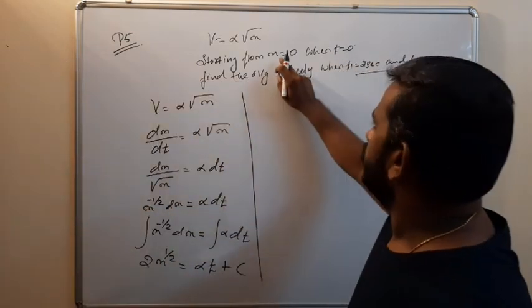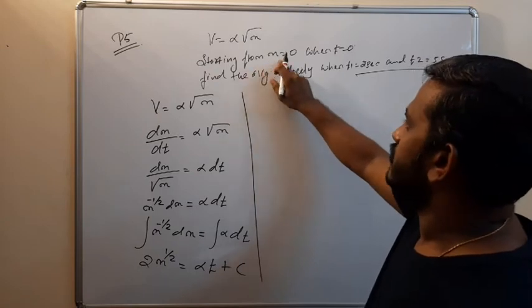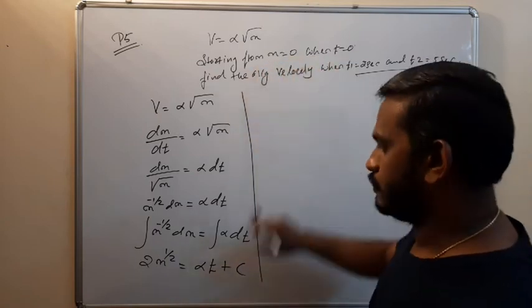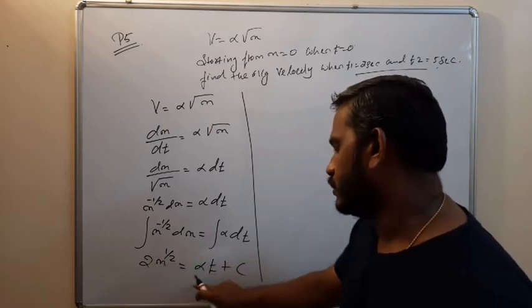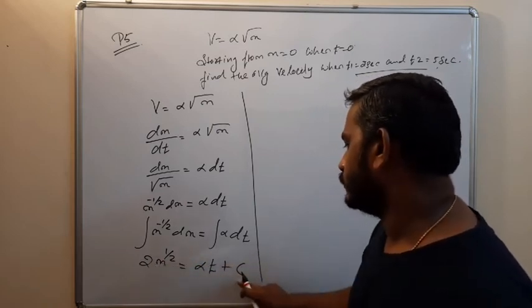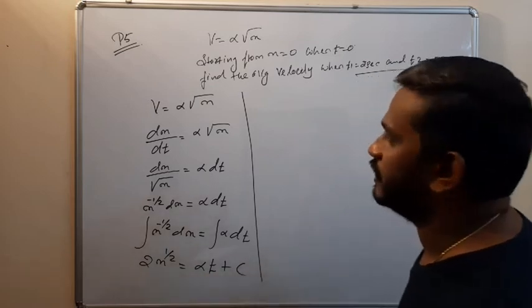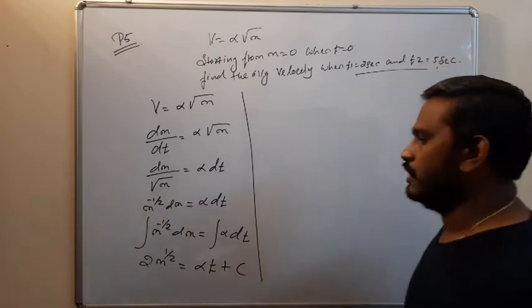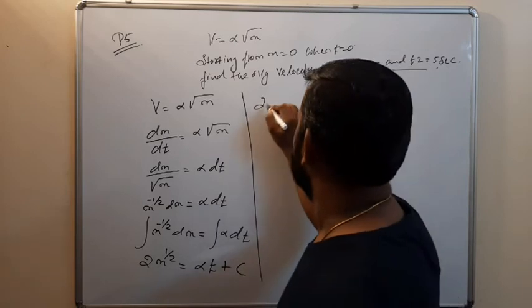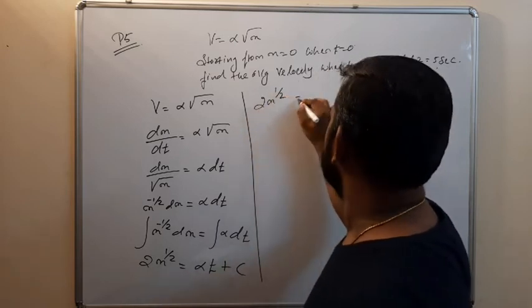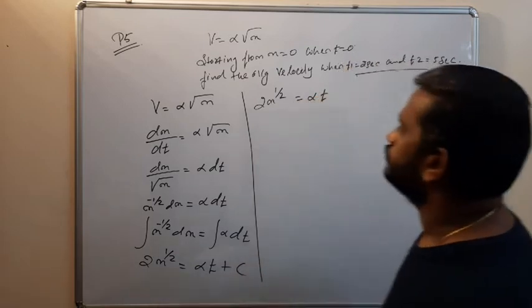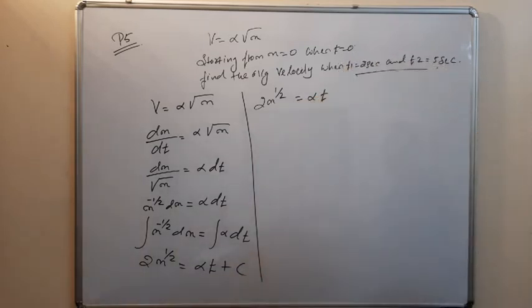So 2x power 1/2, when the initial condition is given, when x is equal to 0, t is equal to 0. So substitute x equal to 0 here. So this term is totally 0, t is equal to 0, this is equal to 0. So c is equal to 0. The constant of integration we will get is c equal to 0. So 2x power 1/2 is equal to alpha t.